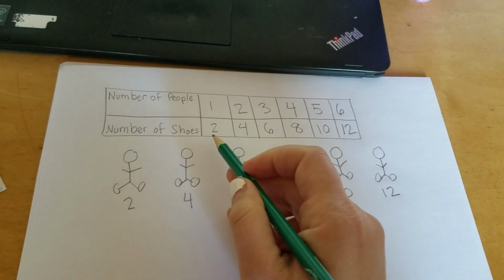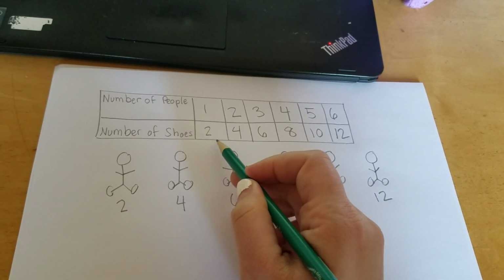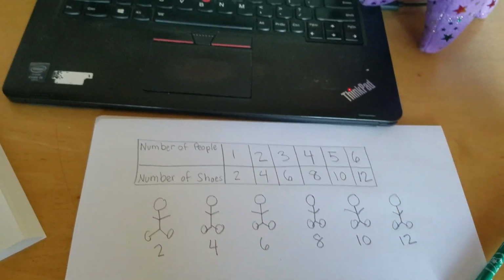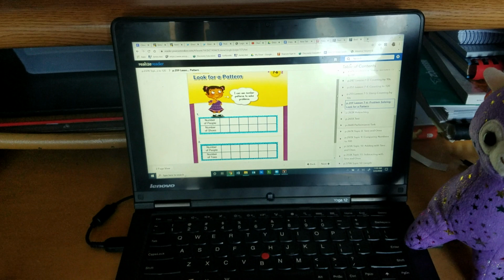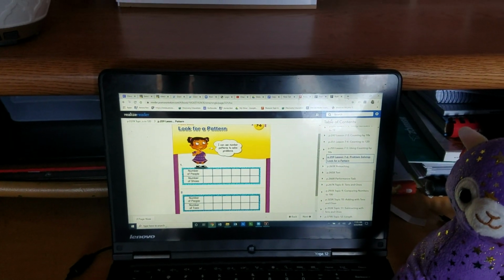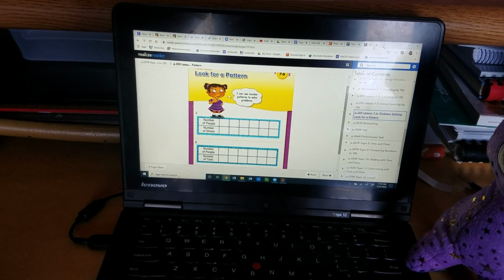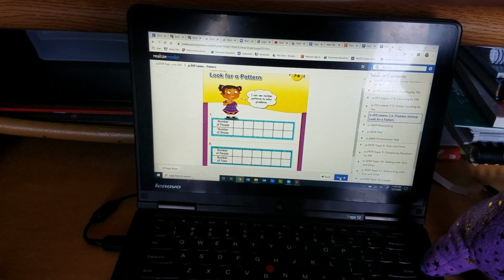So our pattern here is counting by 2s. It's skipping 2 each time. As you do the rest of this worksheet, you're going to see other patterns, such as maybe counting by 10s or counting by 5s. Let me go to the next page to show it to you so you can see it.